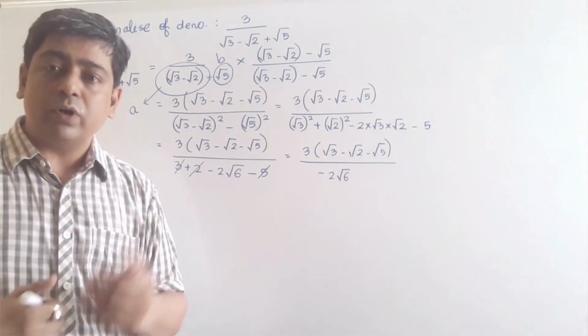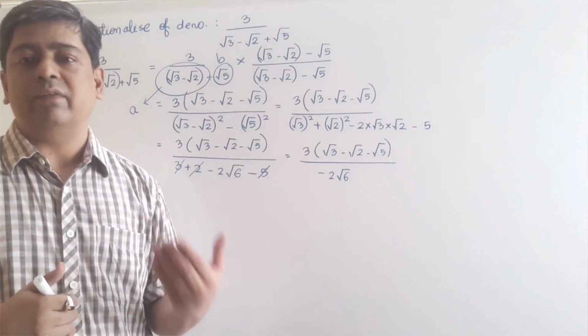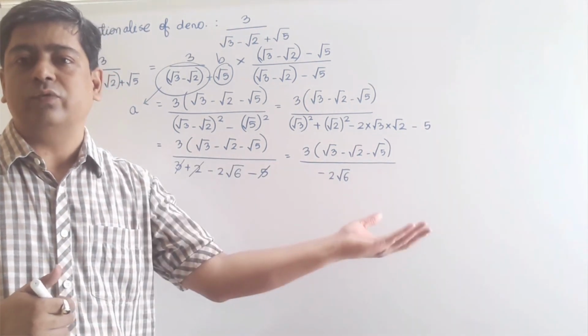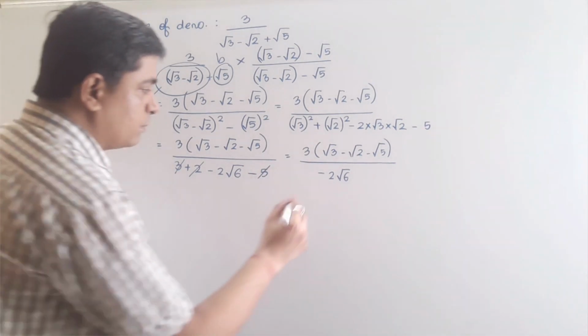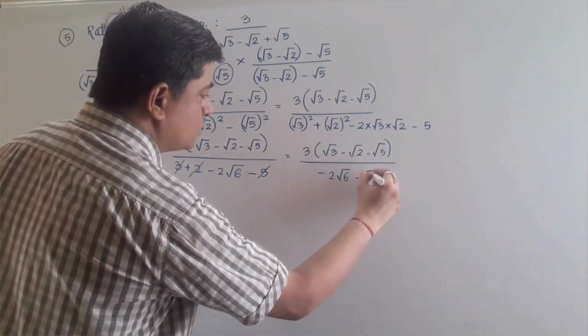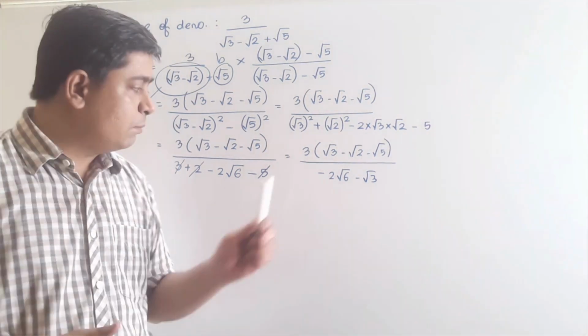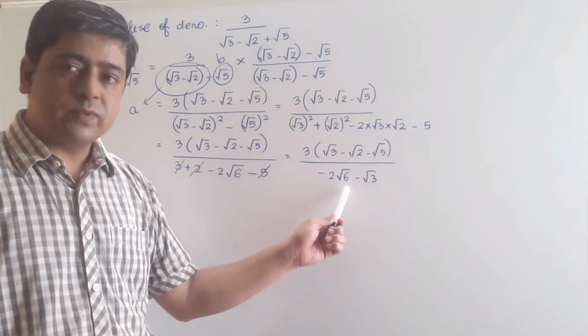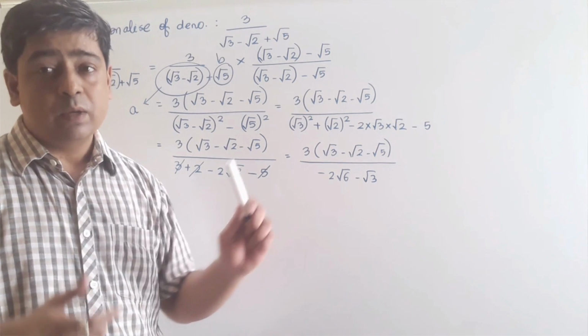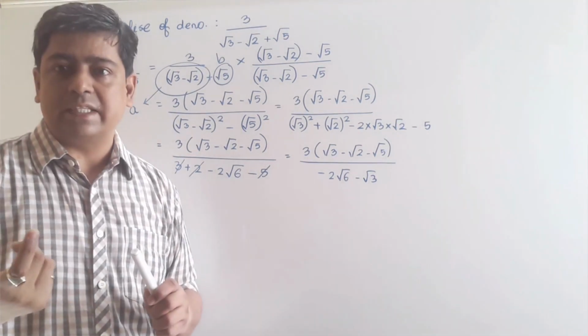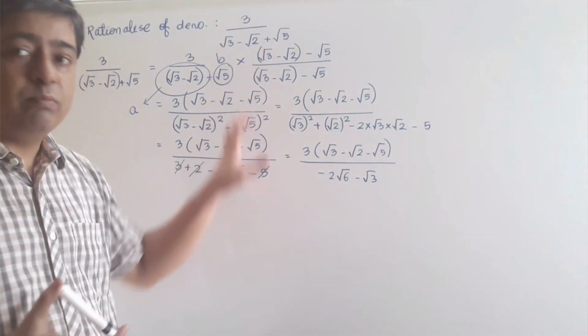Then further what you will do, you will multiply and divide by root of 6 plus root of 3. For example, suppose root of 6 minus root of 3 is remaining. So which term will you multiply and divide? Minus 2 under root of 6 plus under root of 3. Means you have to apply the same process as we applied in such kind of basic questions.